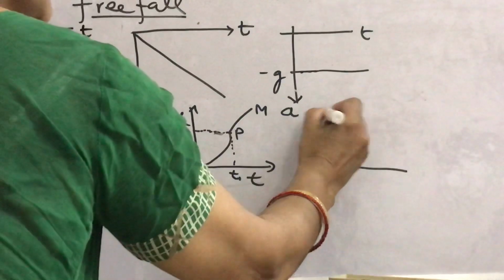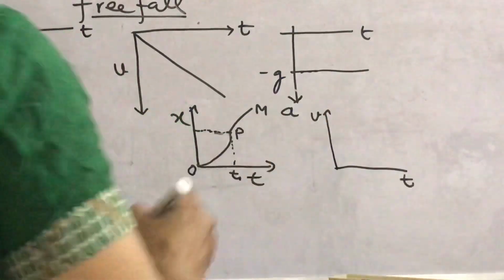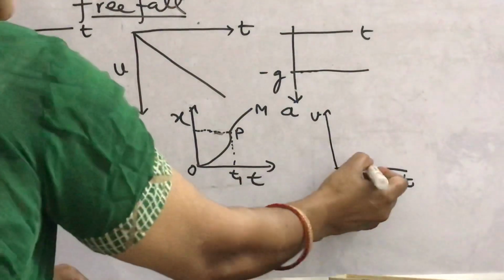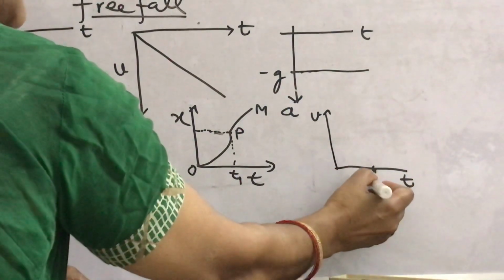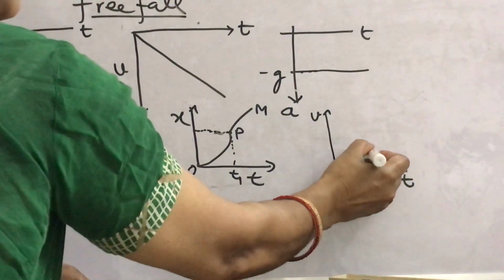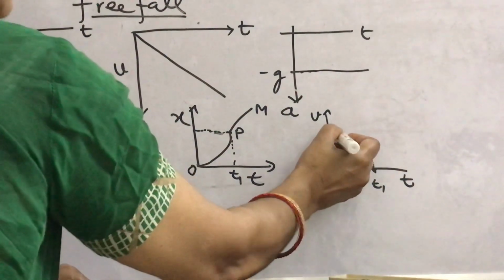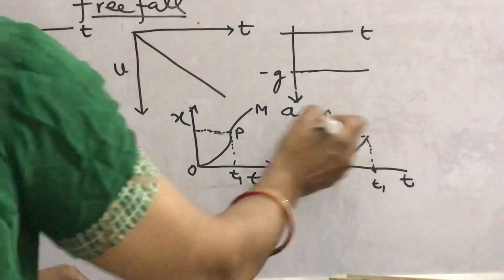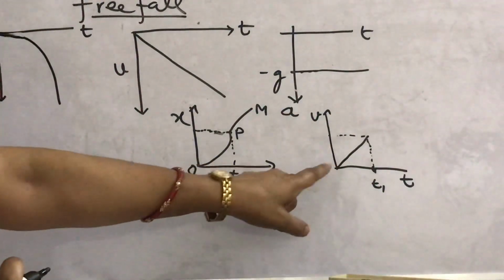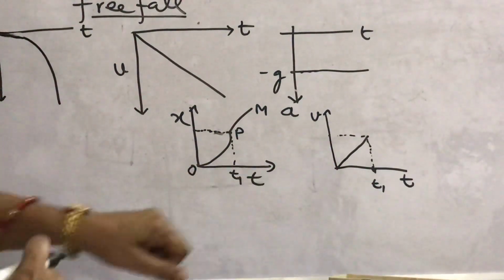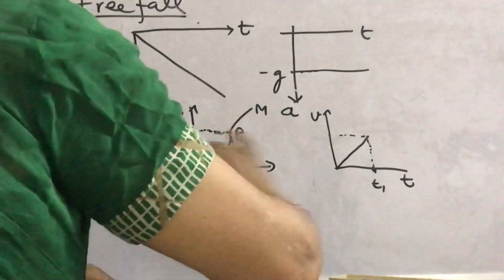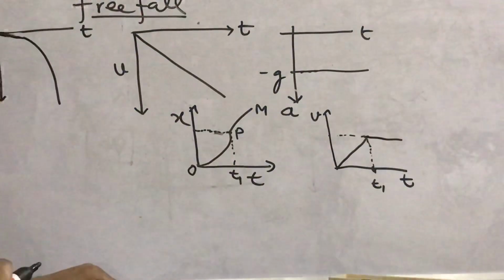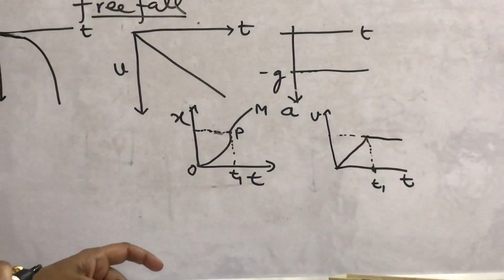How will you draw the vt graph? Look, this is v, this is t. Till O to P, time t1, acceleration exists, and the slope of the vt graph is acceleration. After that it is constant velocity, so the velocity becomes constant. In this way you have to plot the graph.